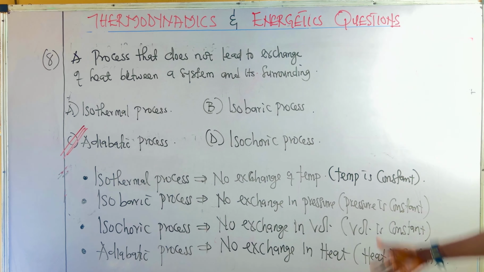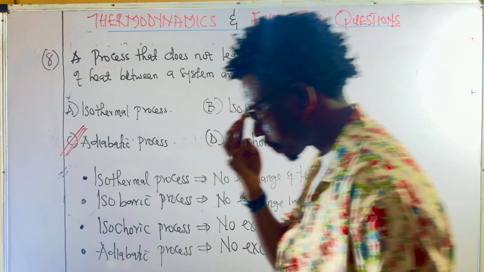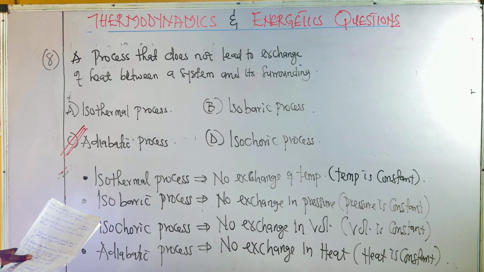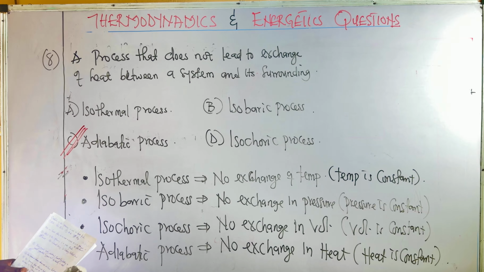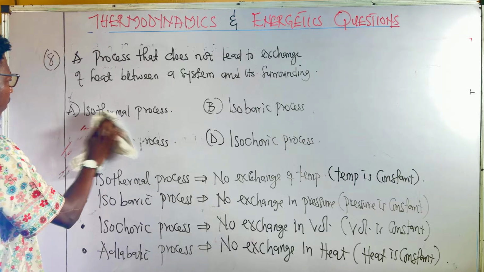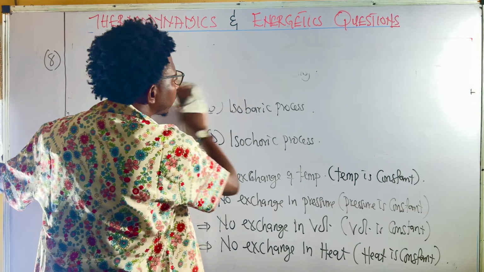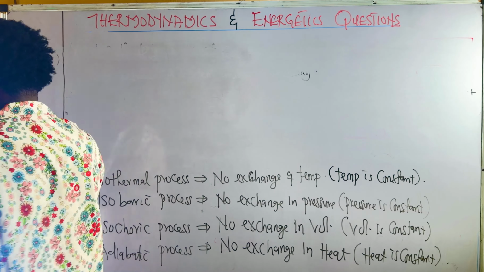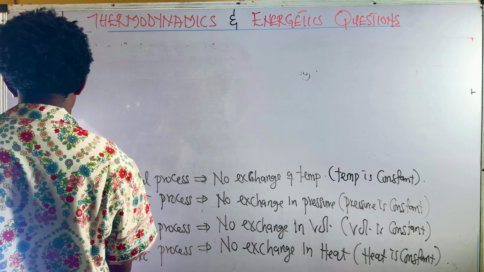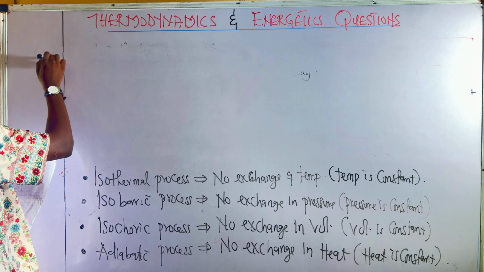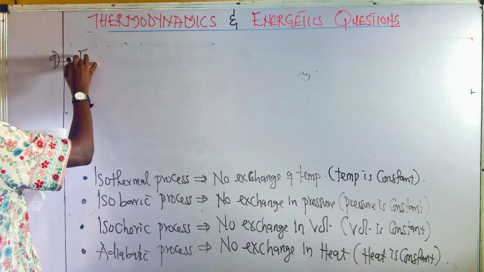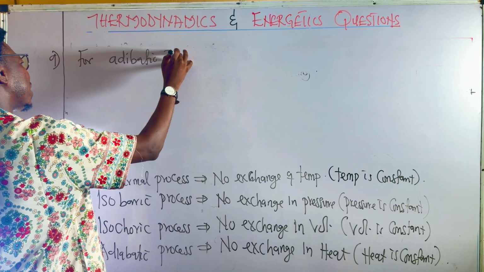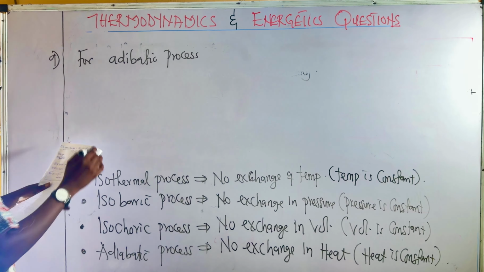Are we there? So next, I can clean now. If you've not written it, try to pause. Write everything, then we forge ahead. Next is number 9. Let's see number 9 question. For an adiabatic process. So I'm giving you a similar question. You should be able to answer this.